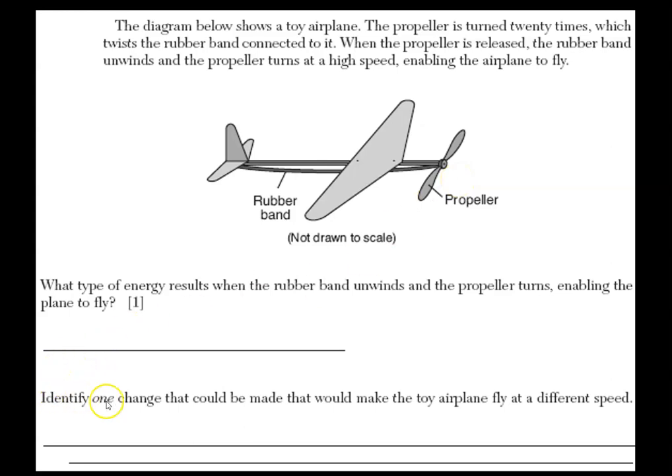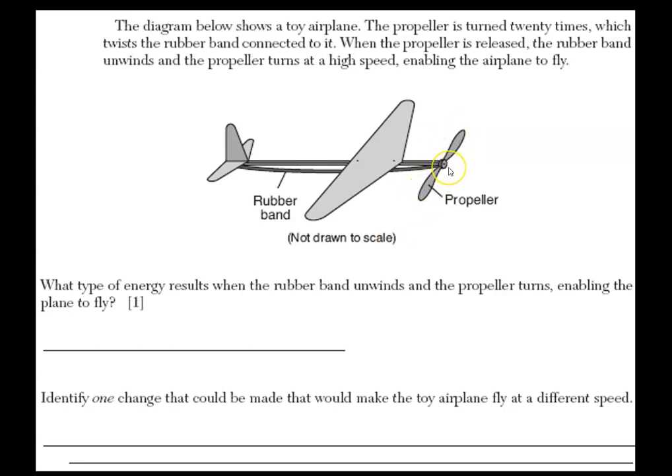All right, what's one change that could be made that would make the toy airplane fly at a different speed? Think about that. You make something fly, but you want it to fly faster. How would you do it? Would you change something about the shape of your plane? Would you change something about how heavy your plane is? Would you change its power source? Or maybe the way it takes energy from the power source and makes motion? Would you change something about the propeller? Because you could do any one of those things.